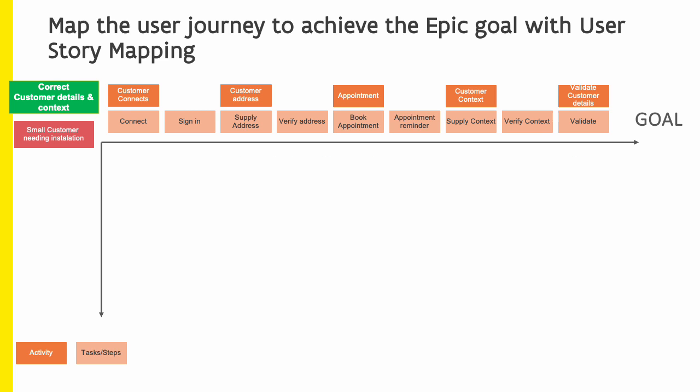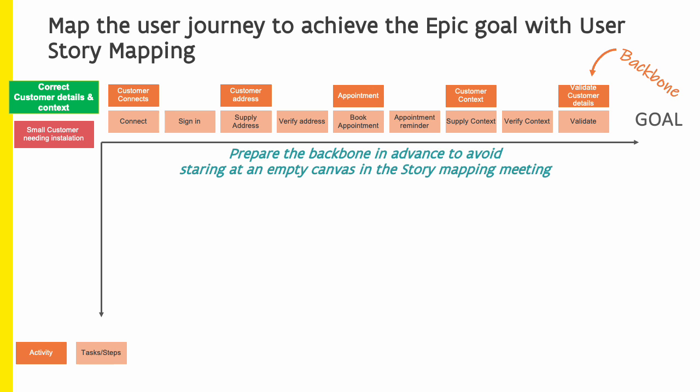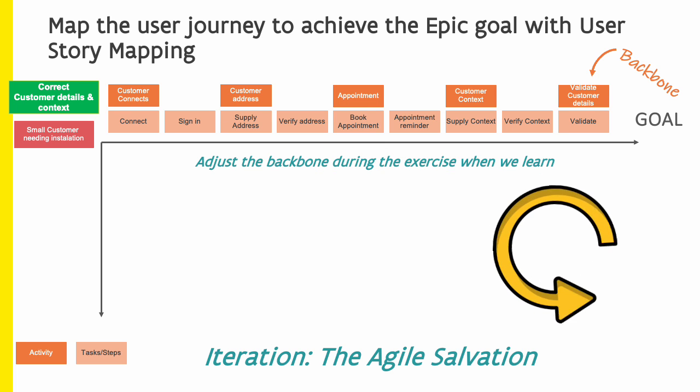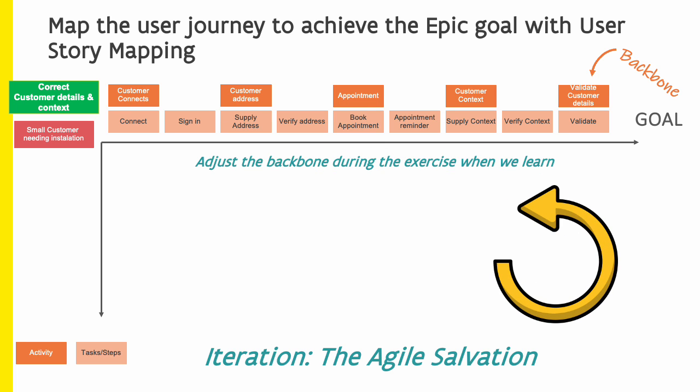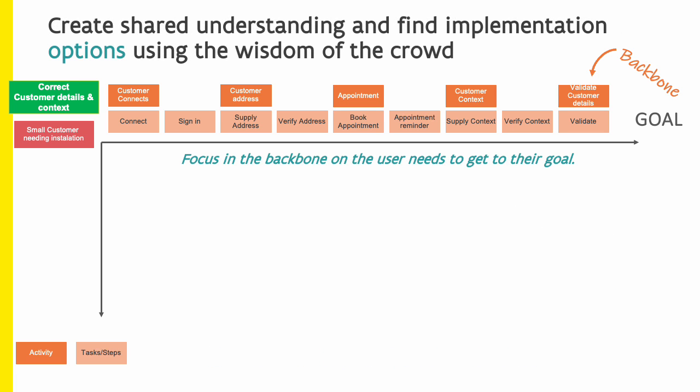In our example, the customer address main activity consists of the supply address and verify address tasks, for instance. This is called the backbone of the story map. Often, I prepare the backbone in advance with the epic owner. It can be daunting and time-consuming to stare at an empty canvas in the story mapping meeting with a larger group. It usually does get adjusted during the exercise, which means we are learning. We have focused in the backbone on the user's main activities to get to their goal.